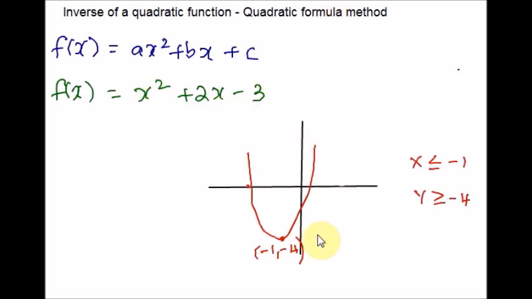I have drawn the graph. The graph is actually not up to scale, just a sketch. Please note that the vertex is negative 1, negative 4. So whenever you get an equation, first graph it and find out the domain and range. So for this figure, x is less than or equal to negative 1 and y is greater than or equal to negative 4. To graph the equation, we used to define the domain and range.